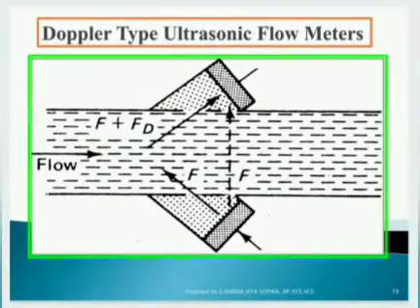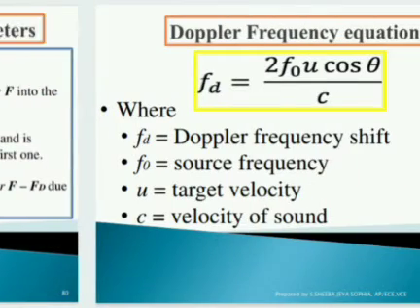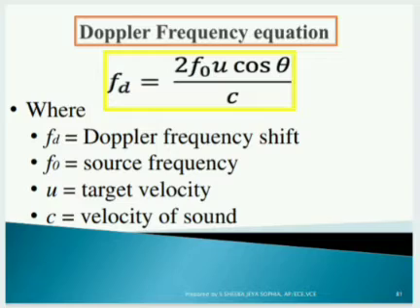In Doppler type ultrasonic blood flow meters, you can see here how it is placed from one side to another side. A transducer sends an ultrasonic beam with frequency f into the flowing blood, and the reflected signal received back is calculated using the formula Fd is equal to 2 f0 u cos theta divided by c, where Fd is the Doppler frequency shift, f0 is the source frequency, u is the target velocity, and c is the velocity of sound.